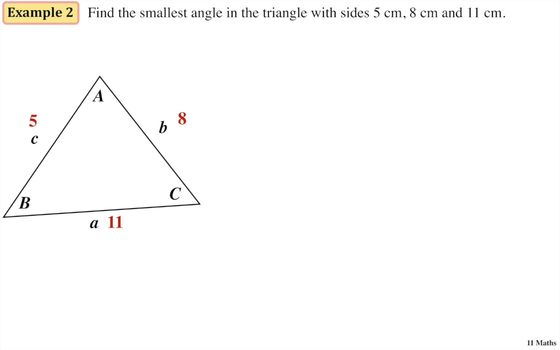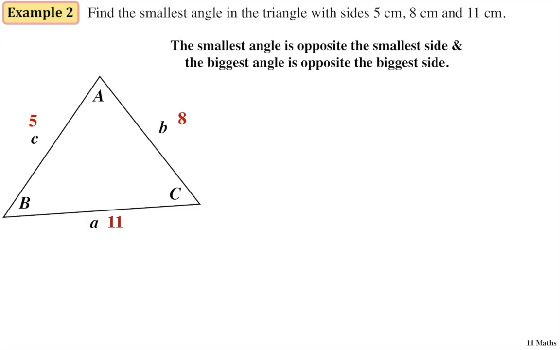Before we find the smallest angle, we need to understand that the smallest angle is always opposite the smallest side. The largest angle will always be opposite the largest side, and the angle in the middle will be opposite the side length that's in the middle. So, finding the smallest angle in this case would be opposite side length 5, so we're finding the angle we called C here.